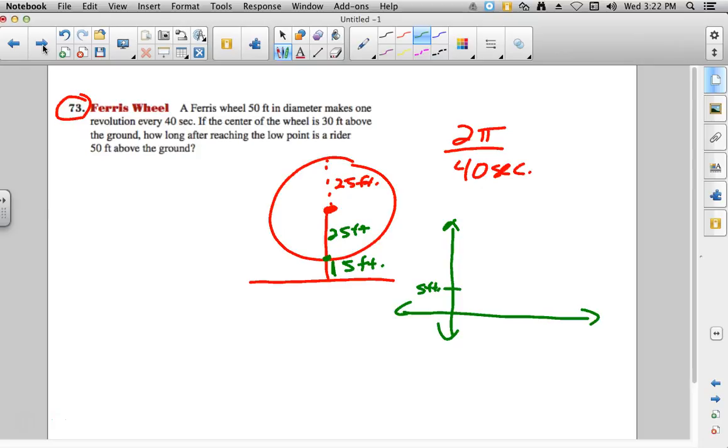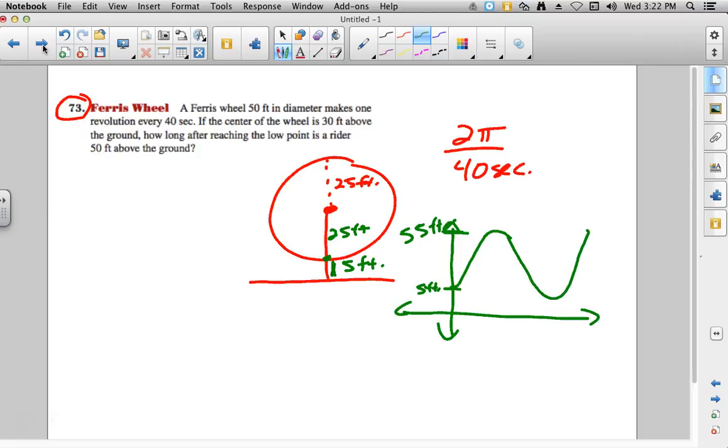And obviously, you're going to go up. So we want to figure out how far up we are going to go. Well, we're 5 feet off the ground, and there's another 50 feet for the diameter, so that's going to take us to 55 feet. And that would be the highest you'll be able to go. And then, of course, you'll come back down to 5, etc.